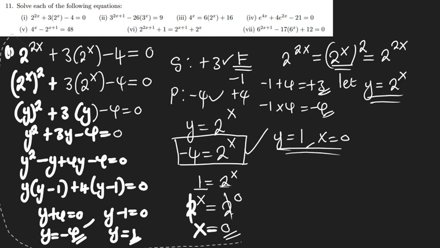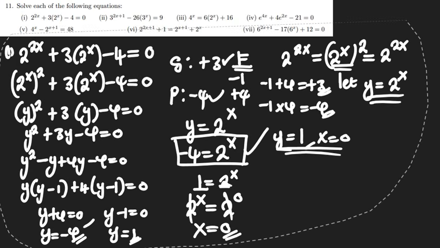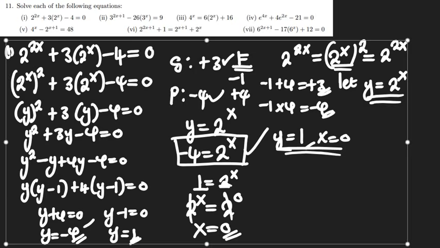Let me try the second question. We'll see if it works by using the same concept. You can use the same concept for everything, and it's going to give you the answer. The second question is saying we've got 3 times 3 to the power 2x plus 1, minus 26.